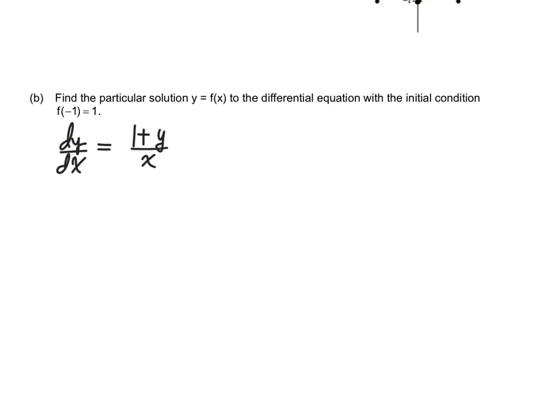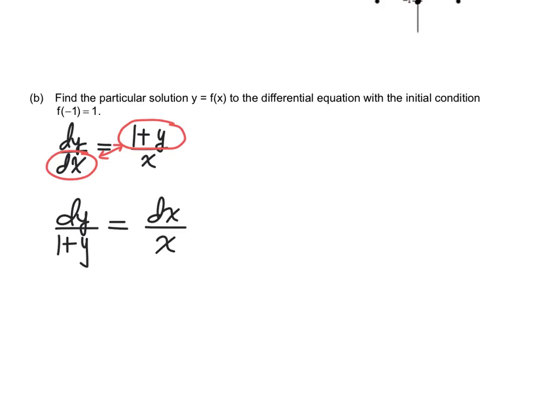So what we're going to do is just move some things around. I'll just swap these diagonals. So it would be dy over 1 plus y equals dx over x. Yep, diagonals in a proportion are interchangeable. It's cross multiplication is the implication.